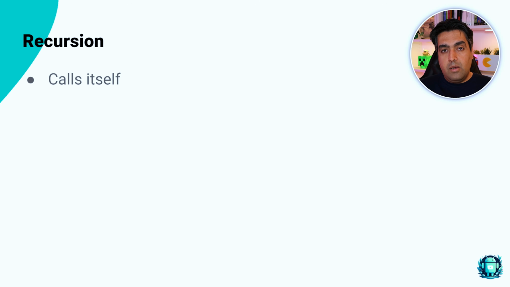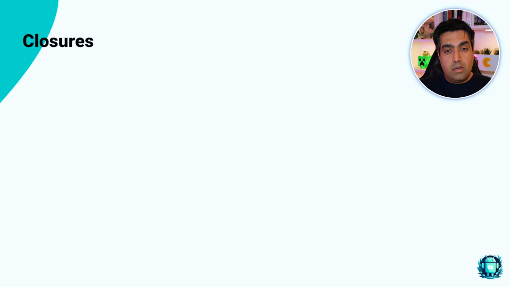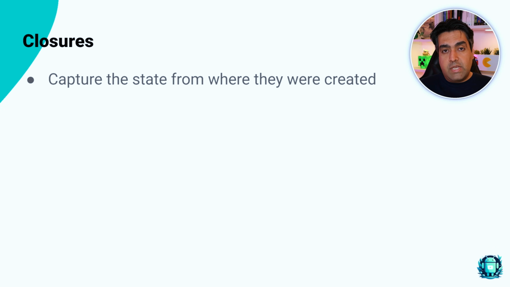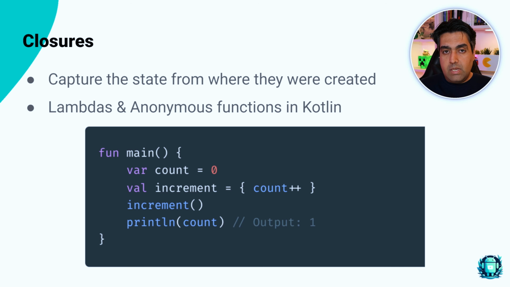Recursion. A function that calls itself is recursive. You can use it to solve problems neatly. Here we have the famous factorial example done in recursion. Closures. Closures capture the state from the scope they were created in. In Kotlin, lambdas and anonymous functions can do this. In this example, the count state is created outside the lambda but is accessible inside.